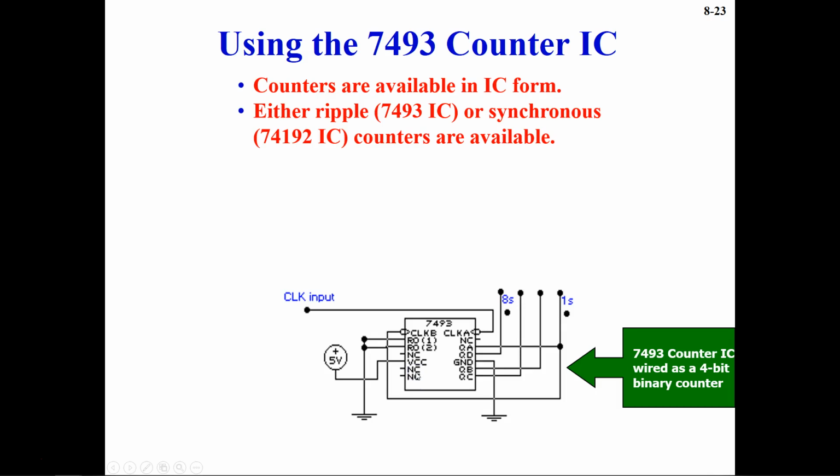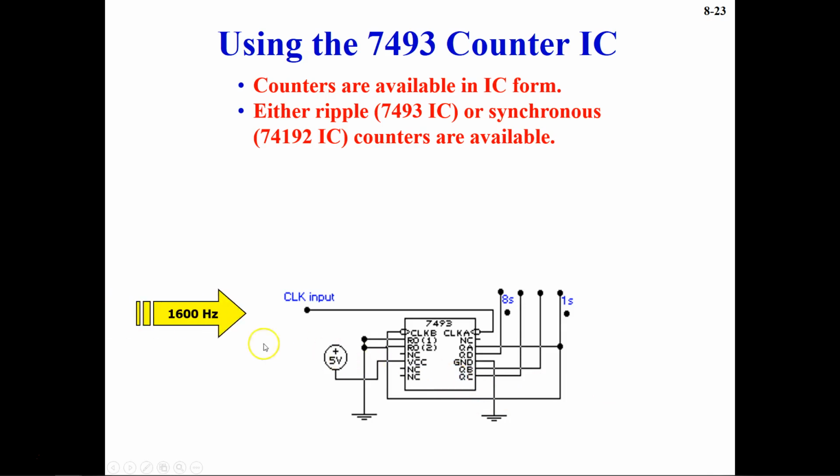Now let's see. This is a 7493 counter IC wired as a 4-bit binary counter. Let's see what will happen. You are giving an input clock frequency of 1600 Hertz. Then what frequency are you going to get at this one's output? At this point you are going to get f by 2, based on the clock frequency. So if you divide 1600 by 2, you will get 800.